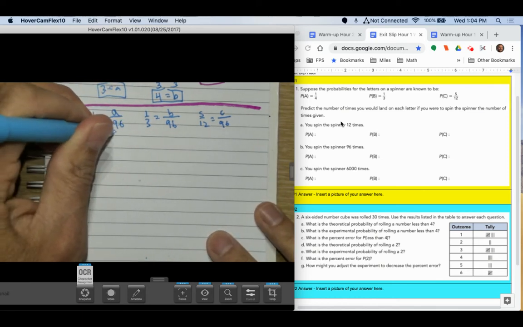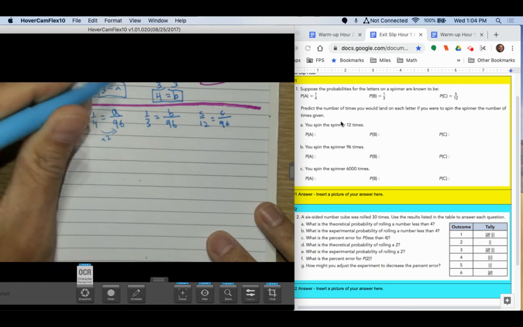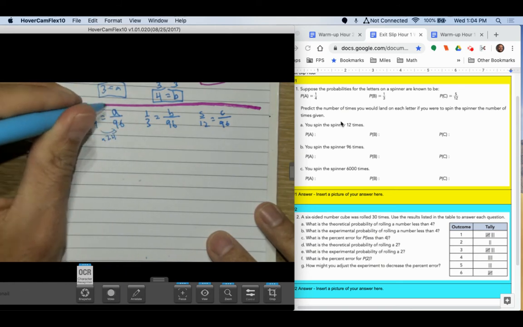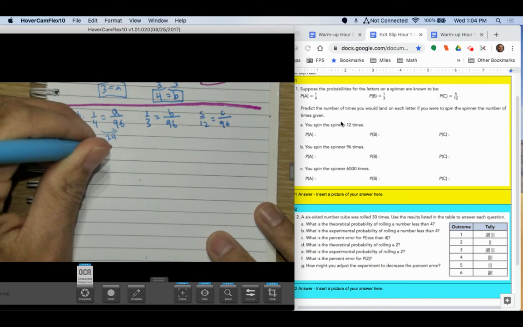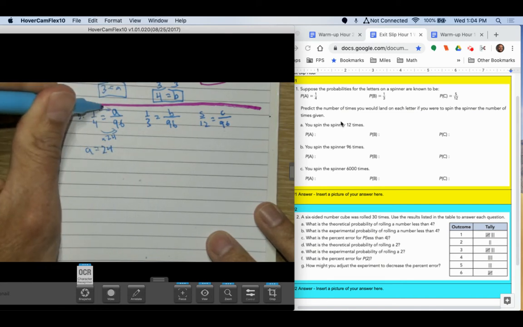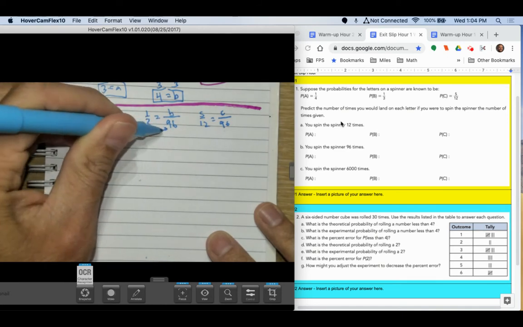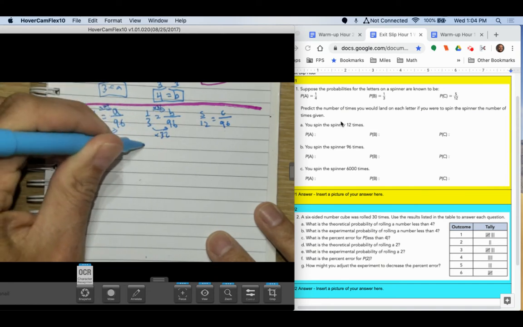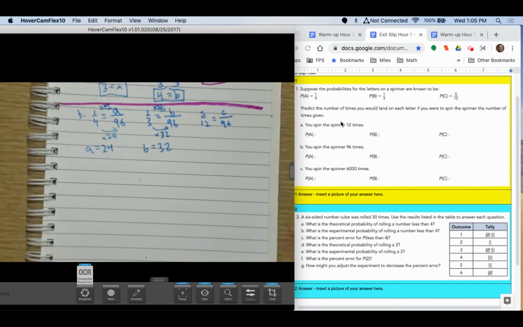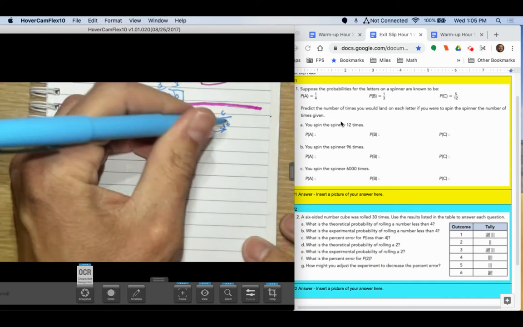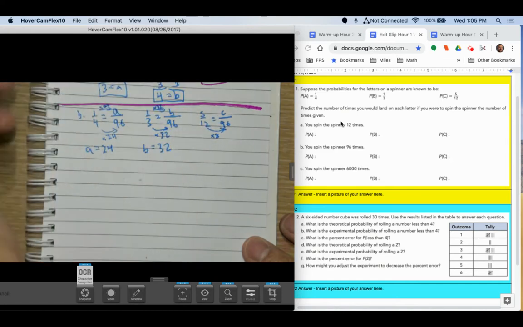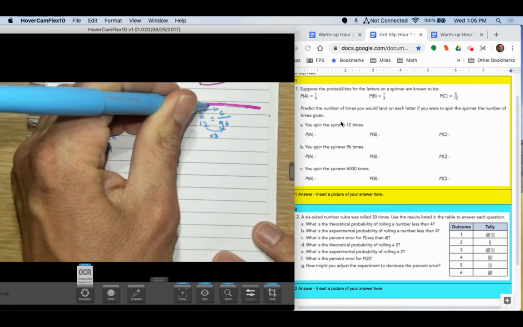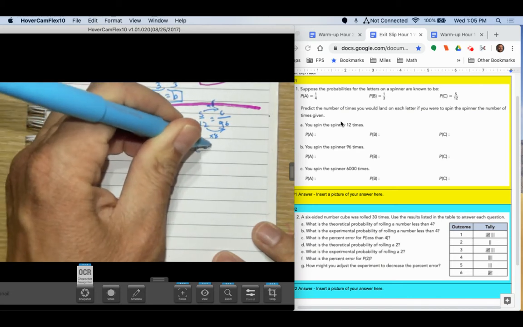If I look at this right here, that would be times 24. And so A would be 24 times, because I'd multiply that by 24. Then 3 times 32. So this times 32. And so B is going to equal 32 times. Then I could do the same thing here. 12 times 8 is going to be 96. And then 5 times 8 is going to be 40.